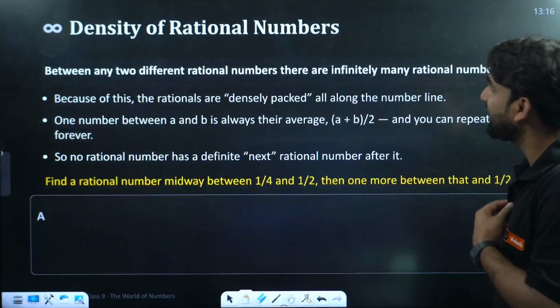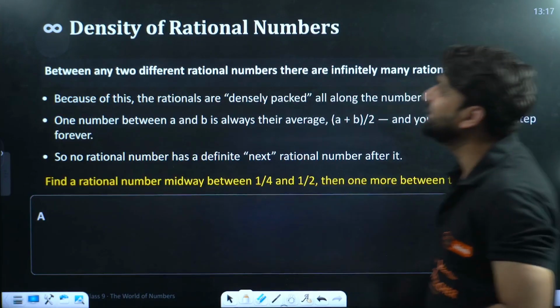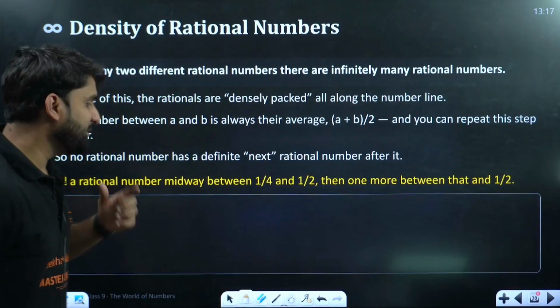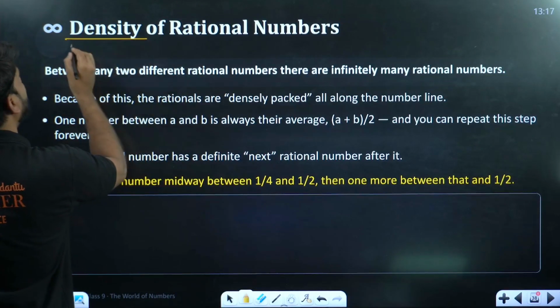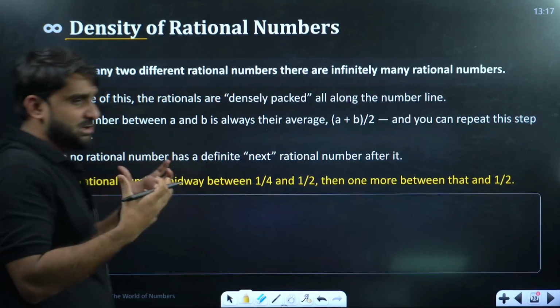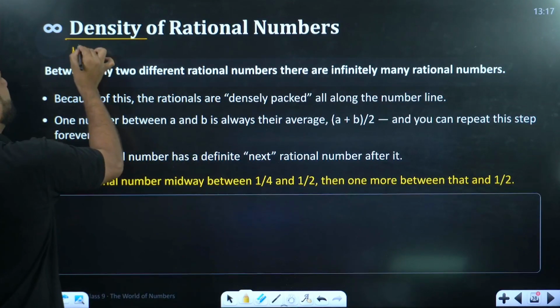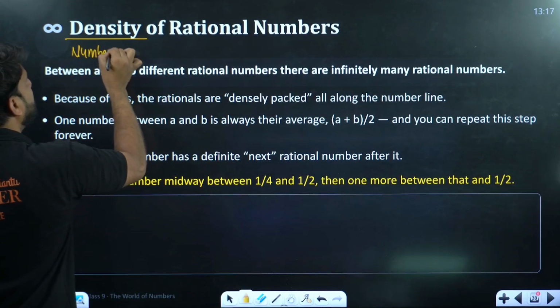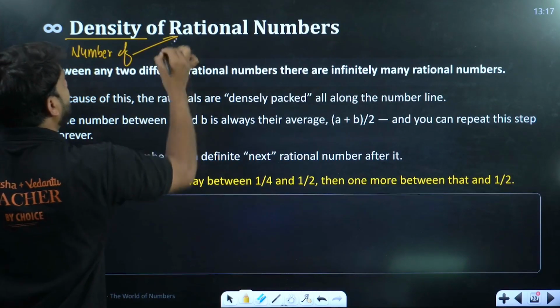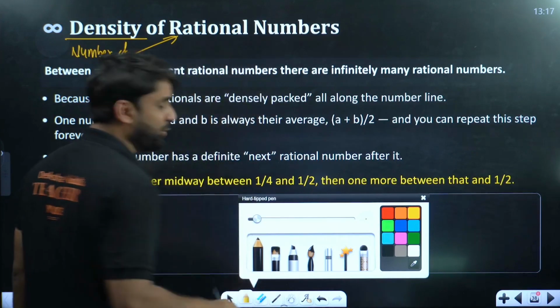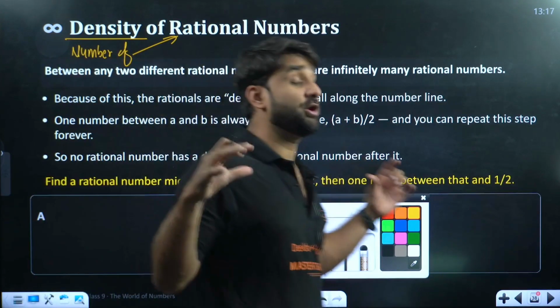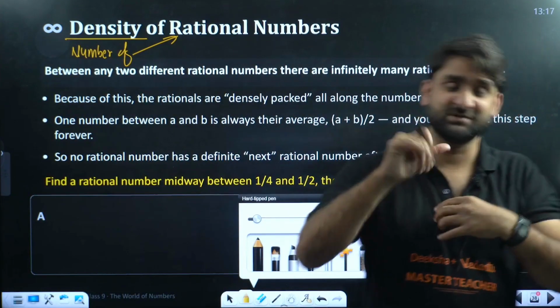Moving ahead. Now, density of rational numbers. What does it mean by density, champion? Density means counting the number of rational numbers. We are talking about the number of rational numbers between two rational numbers. If two rational numbers are there, how many rational numbers will be there in between? So this is the topic here.